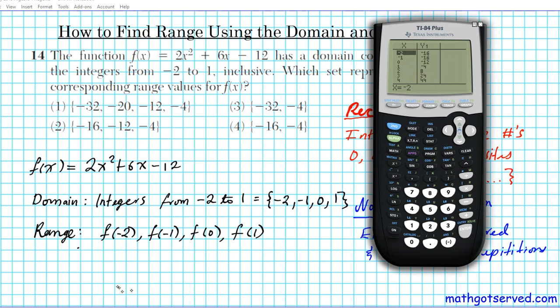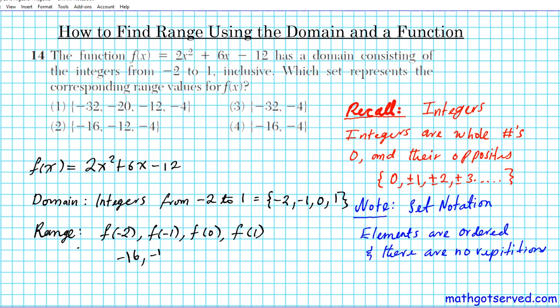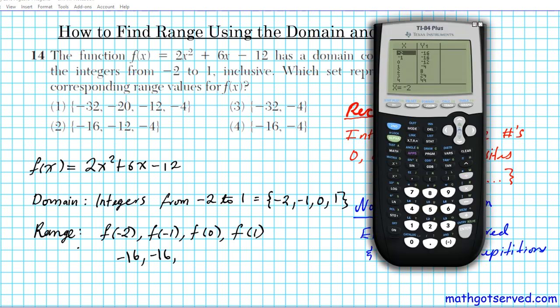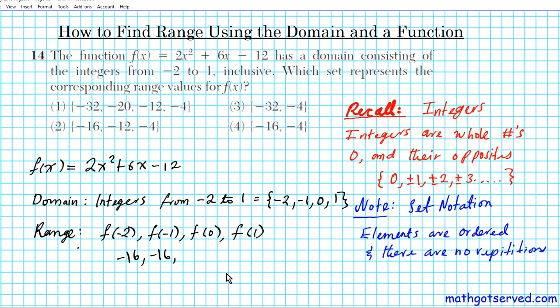So let's write that down. We have -16, -16, and what was the other one again? Let's see. -12 and -4. Alright, -12 and -4.